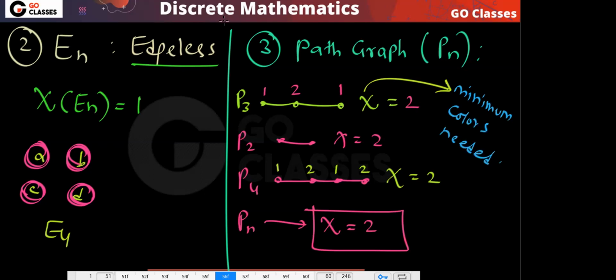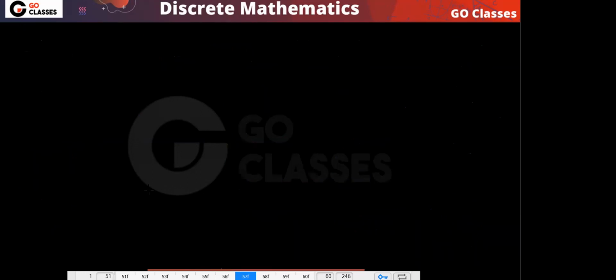So that is the reason. But remember, for P1, what will happen? For P1, if you have this graph, the chromatic number will be 1. So when n is greater than or equal to 2, the chromatic number will be 2. Is it clear to everyone? Let me know.